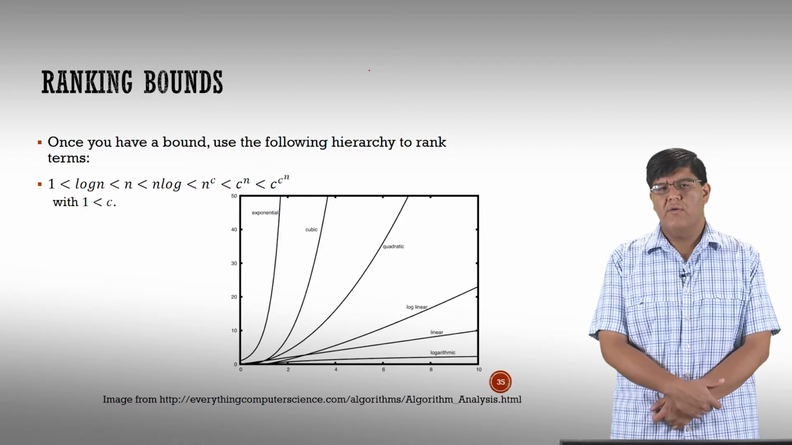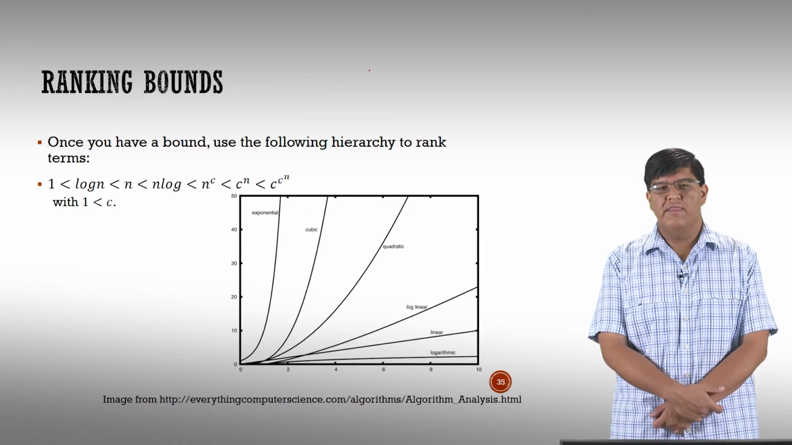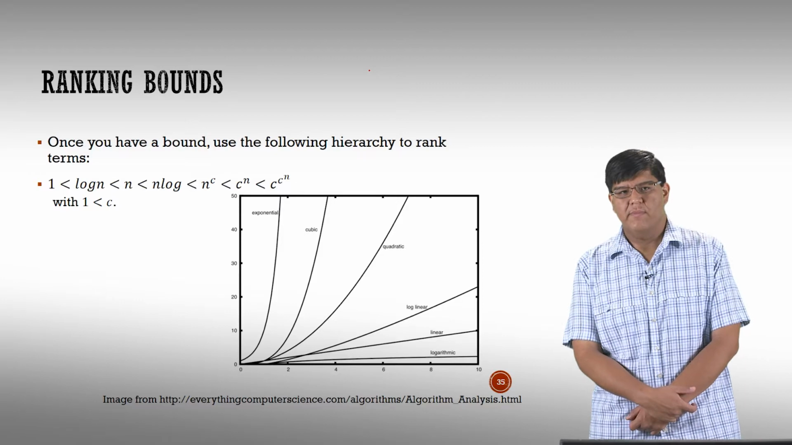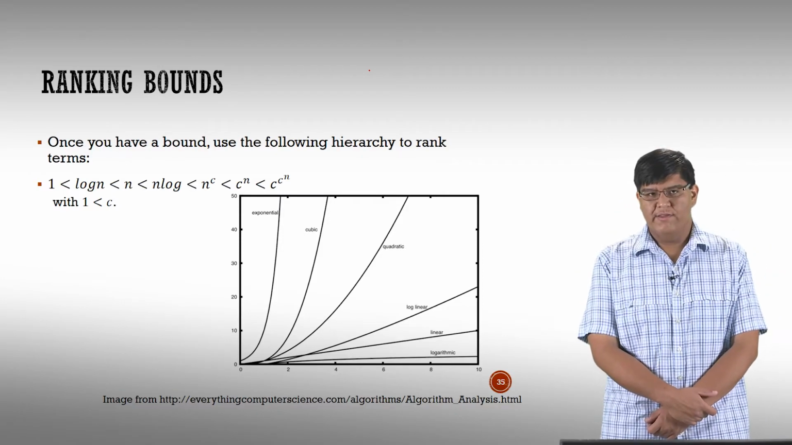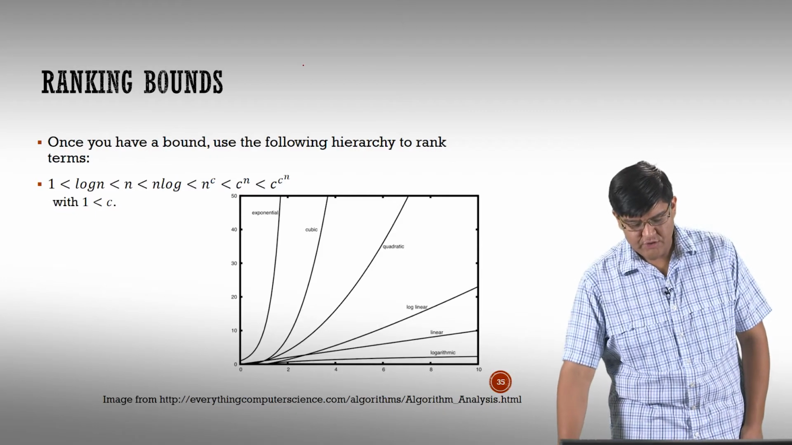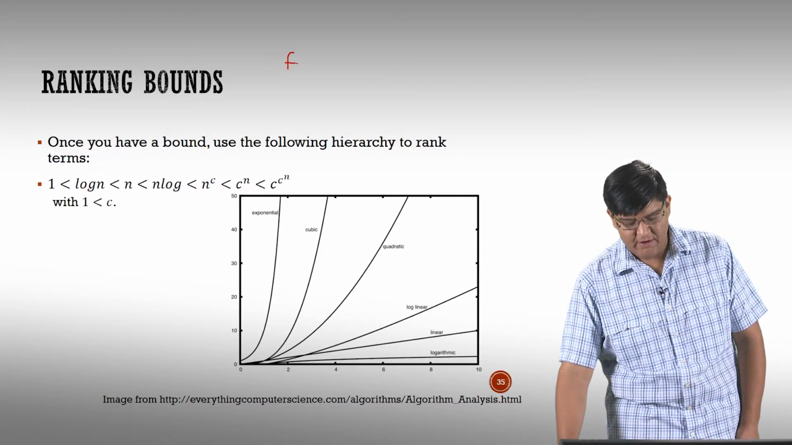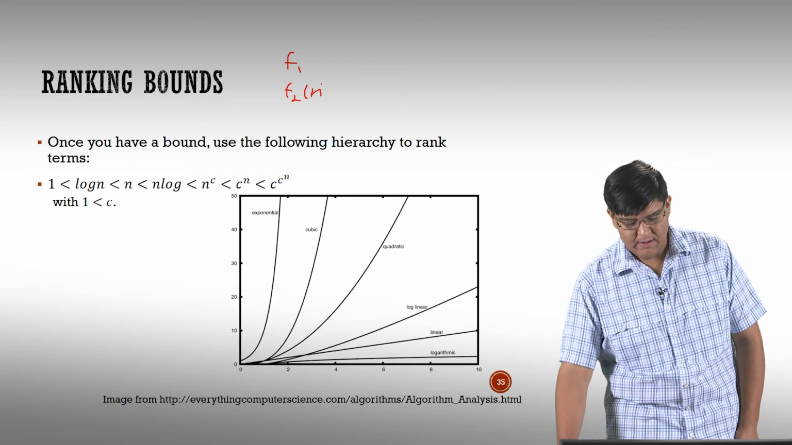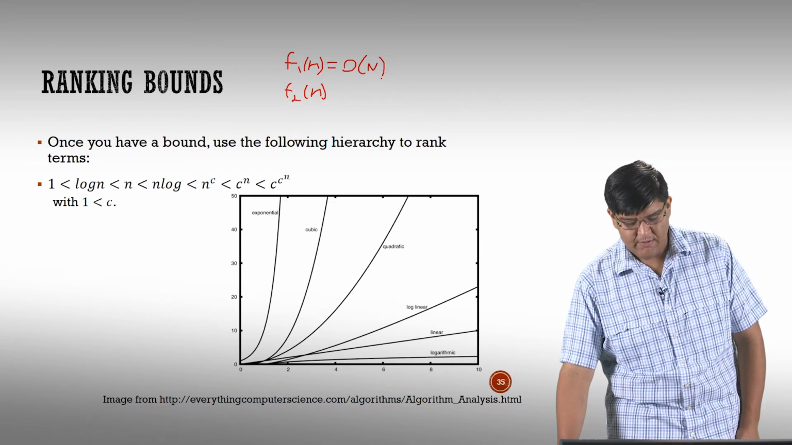In this video, I want to talk about how to rank functions that we've done big O analysis on. So let's say we've done big O analysis on two potential methods, and I want to choose one of them to solve my problem. So let's say I have my F1 and my F2, which are functions of n. Let's say that the first one is O of n, and the second one is O of log n.